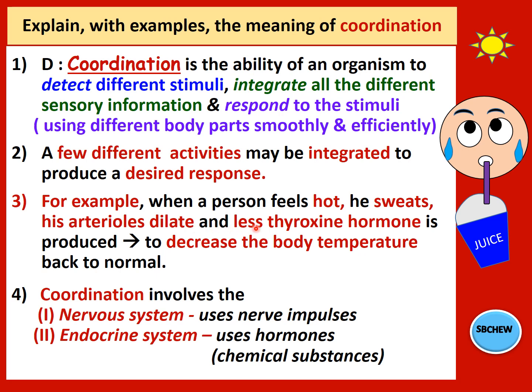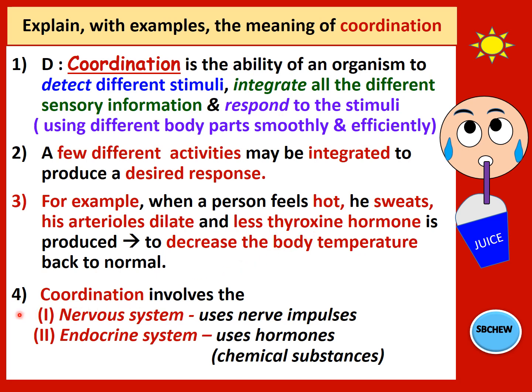Okay, and less thyroxine hormone is produced. So thyroxine, the more thyroxine there is, the higher the rate of respiration. The less thyroxine there is, the lower the rate of respiration, so that less energy is produced in order to decrease the body temperature. Okay, so all this will help to decrease the body temperature back to normal, which is the desired response. So you see here there are a few different activities that are being carried out by the body.